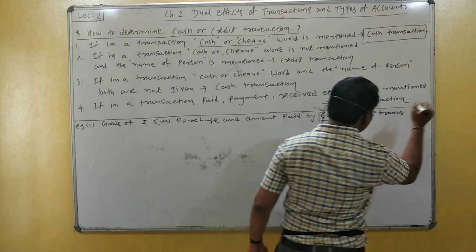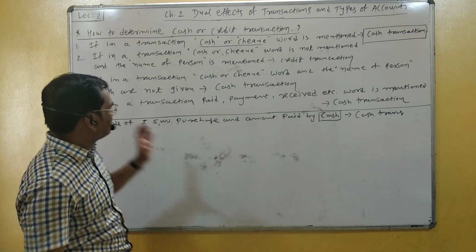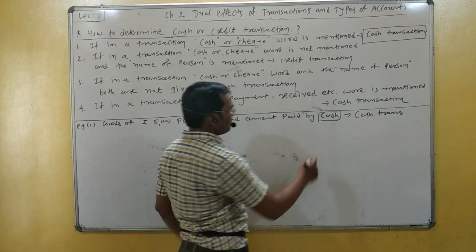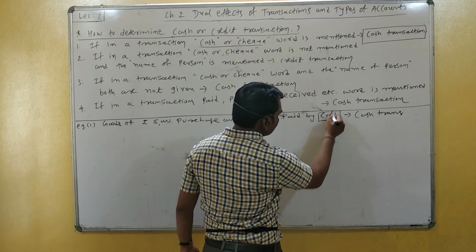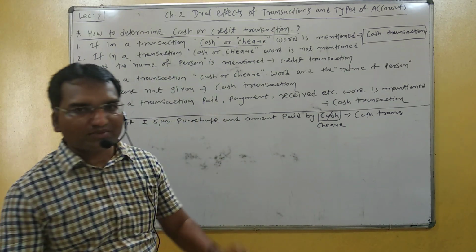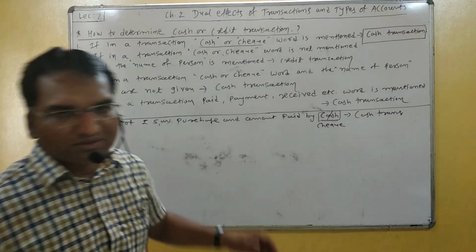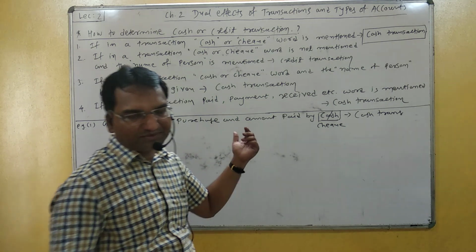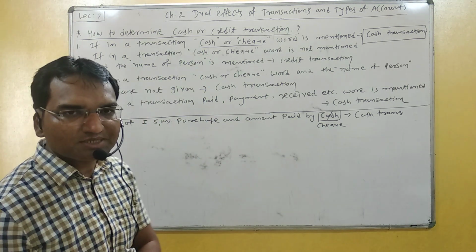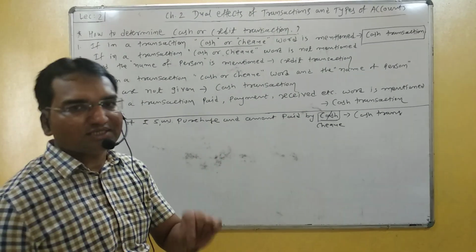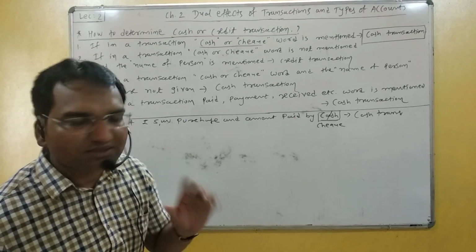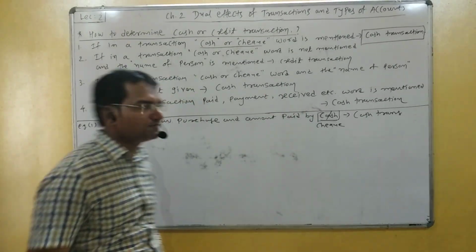Cash transaction. Understand? Similarly, goods of rupees 5,000 purchased and amount paid by check. You can see that the check word is mentioned, so it is also treated as a cash transaction. So if in any transaction either the cash or check word is mentioned, it is treated as a cash transaction.